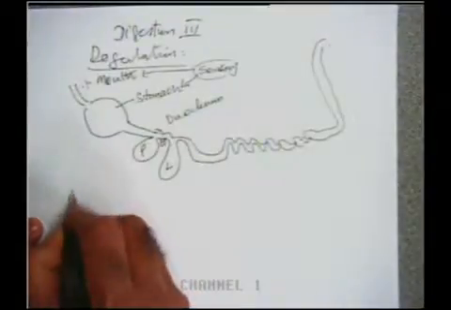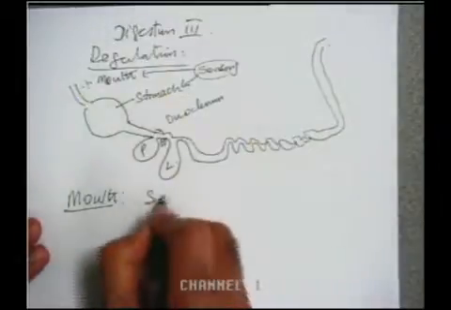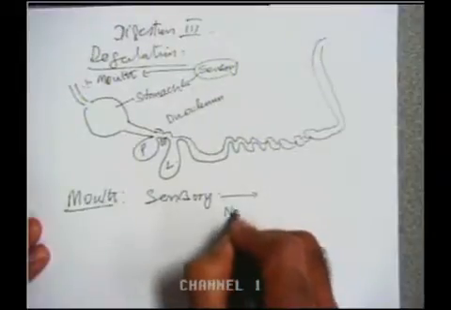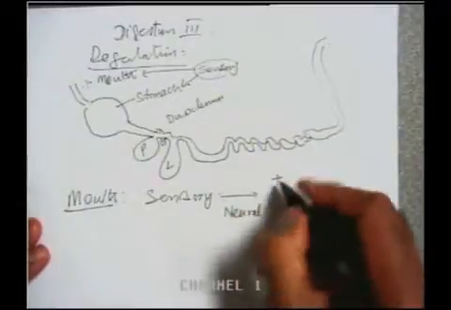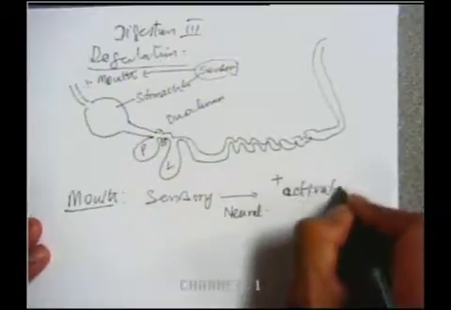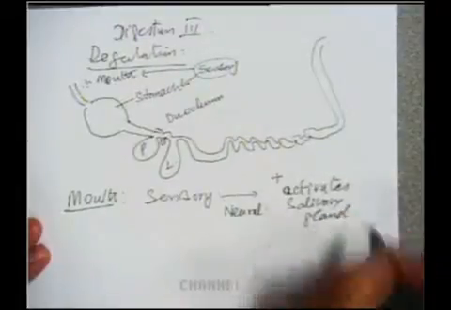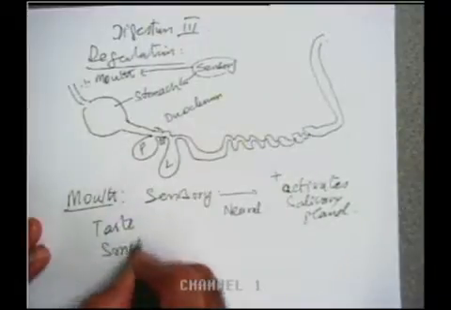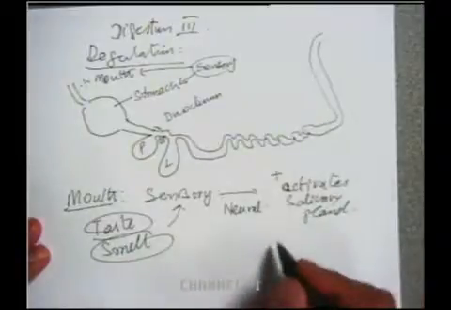Now, let's go to the mouth. Okay, the mouth is sensory. The taste of food also increases this. This is purely neuronal, neural activity. That will activate the salivary gland. I put plus for activation, activates the salivary gland. And it's also taste, also smell. The taste of food and smell of food activate the sensory, neural part that activates the salivary glands.